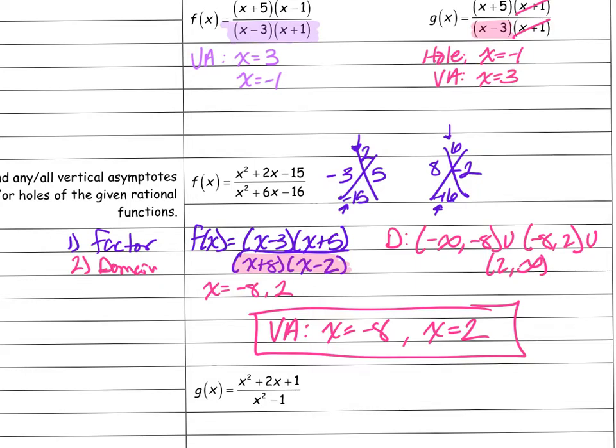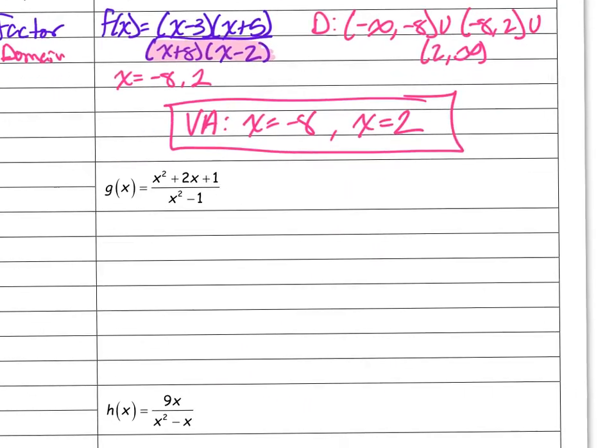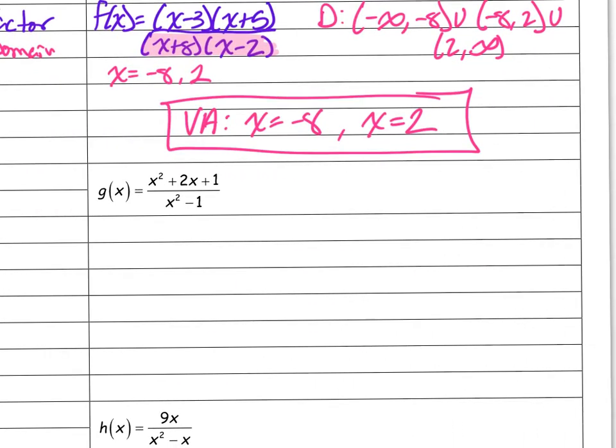Not too bad, not too shabby. So let's try the second one. I can zoom in a little bit more on this one. So again, I need to factor both the top and the bottom, or the numerator and the denominator.